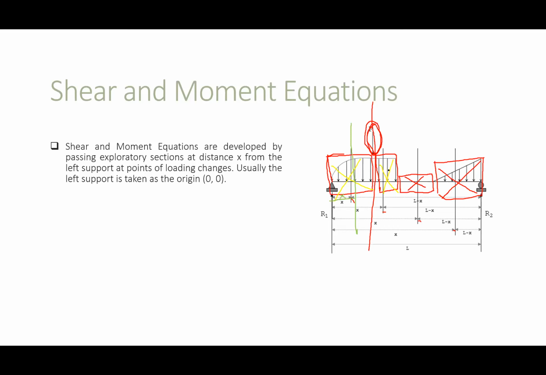Yung pangalawang segment, ito, hatiin natin sa gitna. And then distance x. Pangatlong segment, hatiin natin sa gitna. Distance x. Pang-apat na segment, hatiin natin sa gitna. Then distance x. So, for us to be able to get the shear and moment equation, you first need to be able to analyze a beam and then distinguish kung ilang segment ba meron dun sa beam na yon.